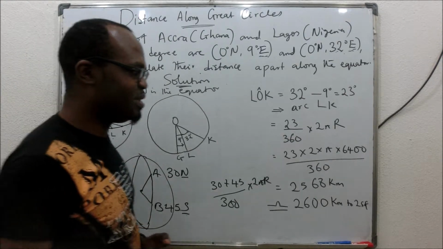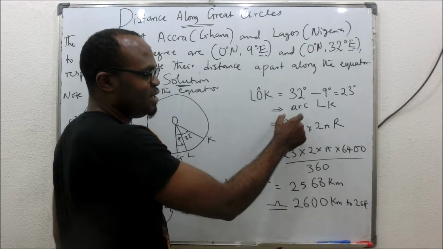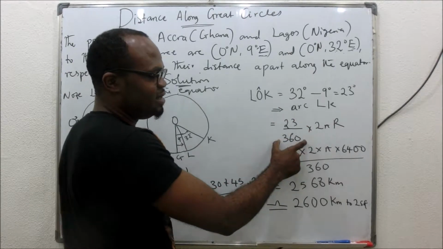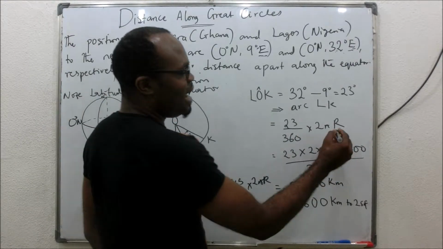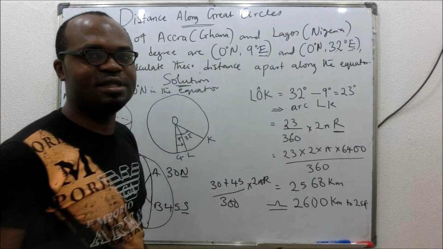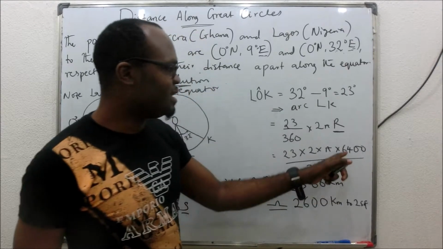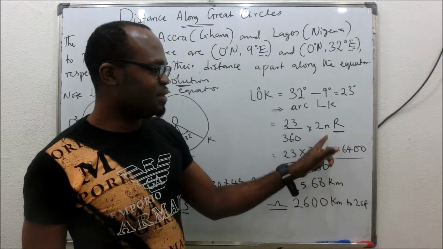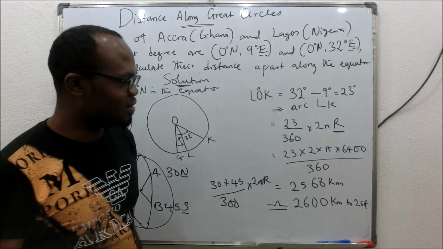It's just the same simple answer. Anything you get, the difference in the angles, all over 360 times 2 pi r. Very simple. And note that your r is always 6,400. That is the radius of the Earth, 6,400 kilometers. That is your big R. Pi is always 22/7. So that is how you go about the calculation.